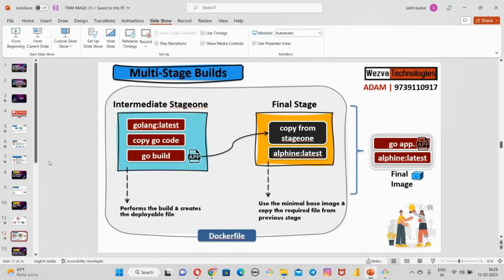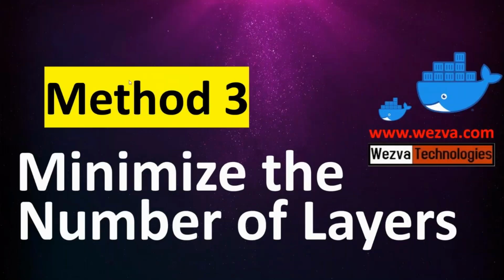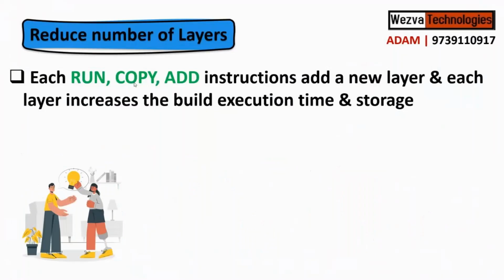Okay, so let's look at the third one. So what is this third method? Minimize the number of layers. So it's again like a sandwich. If I buy a sandwich where there are too many layers, the cost will be higher, right? So what if I want an image which is just very lightweight? Then I shouldn't have too many layers to it, because every layer is going to be charged for you, right? So the same way in a Docker image, what happens?